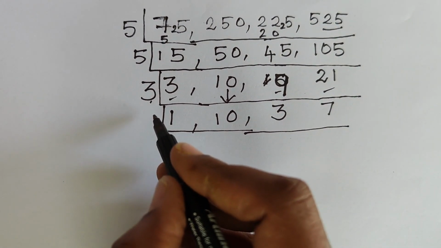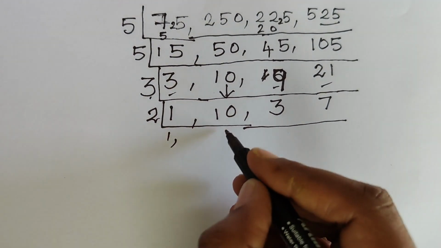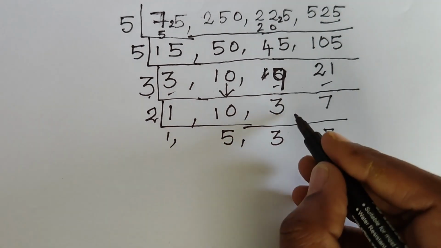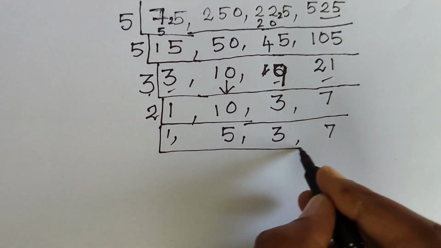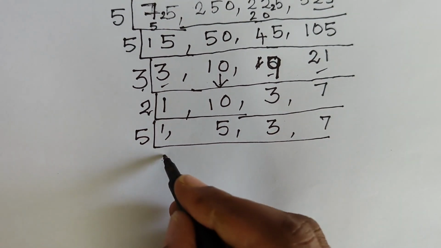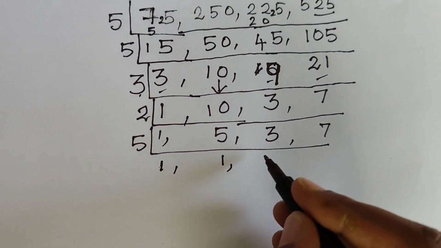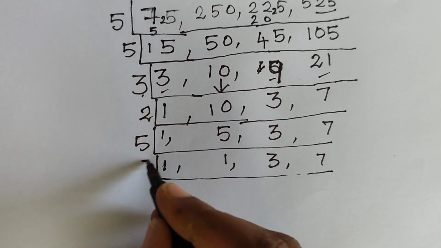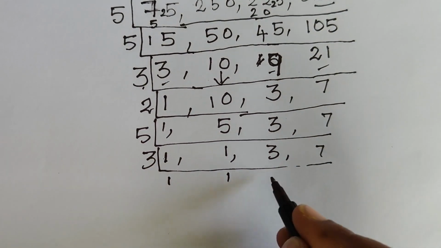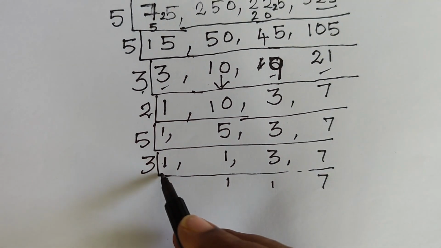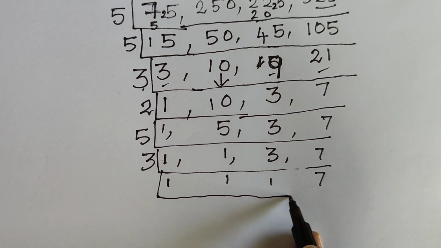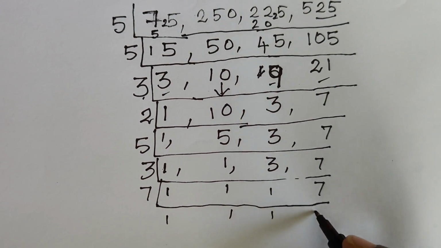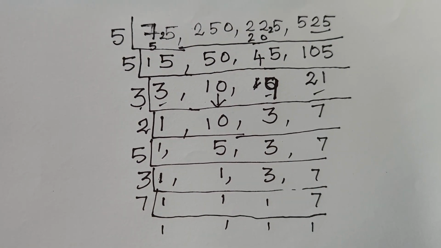So I try to finish off one by one. 2, 10, 2 goes 5 times. Bring down 3, bring down 7 because they are not divisible by 2. And finish it off one by one. Take 5, 5 divided by 5, 1. Bring down 3, bring down 7. And in 3, 3 goes 1 time. Bring down 7. And last, in 7, 7 goes 1 time. So till you get 1, 1, 1 in all the cases, you just keep on doing.